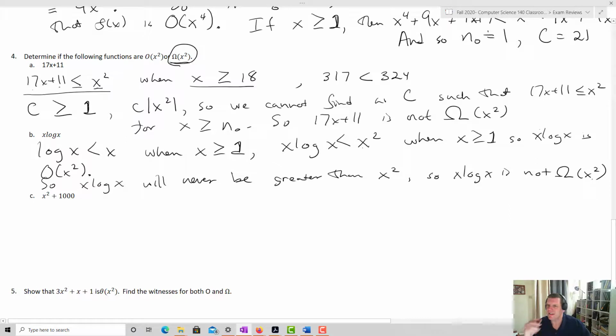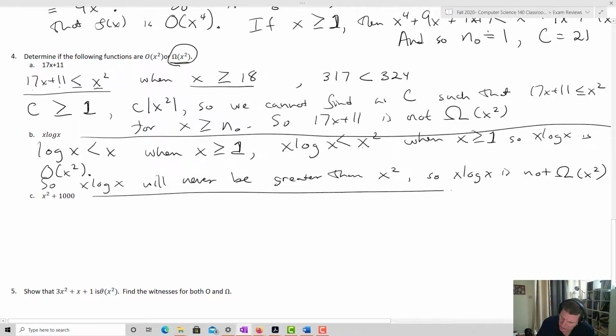We need there to be a certain point at which x log x gets bigger than some constant times x squared, and like the other example, it's just never going to happen, right? Because the lowest constant we get times x squared is going to be, well, 1, and x squared is always bigger than x log x. So consequently, that eliminates the possibility that x log x might actually be omega of x squared. Okay.